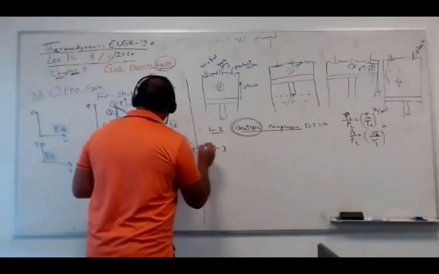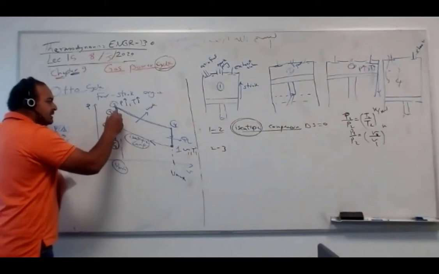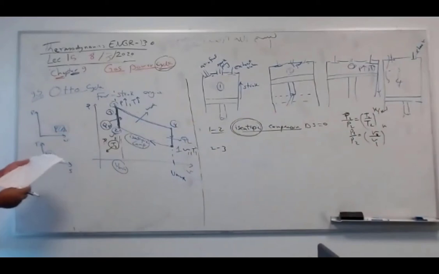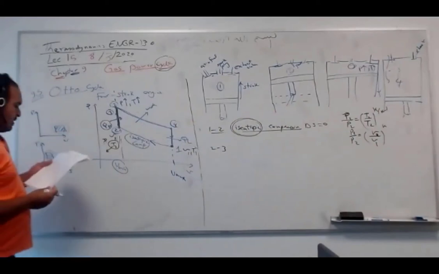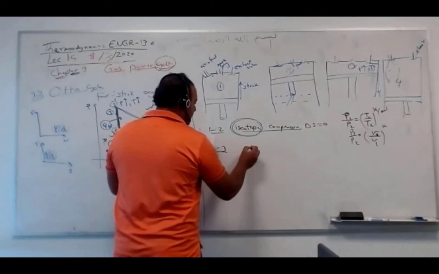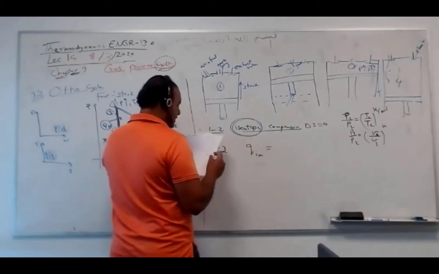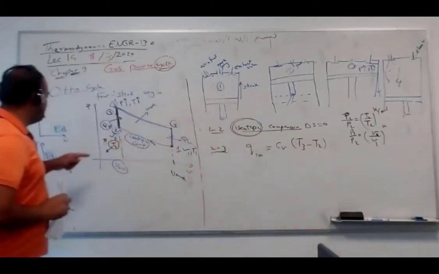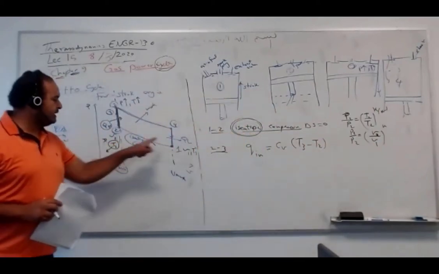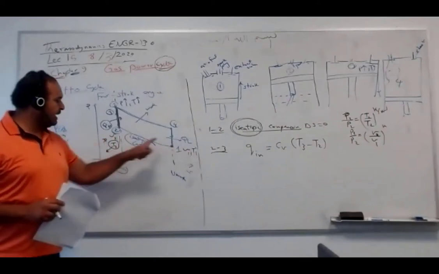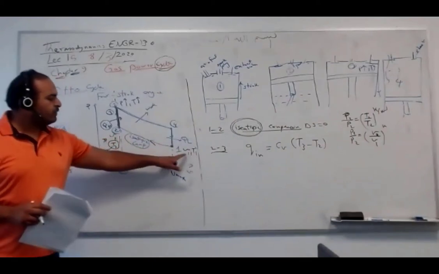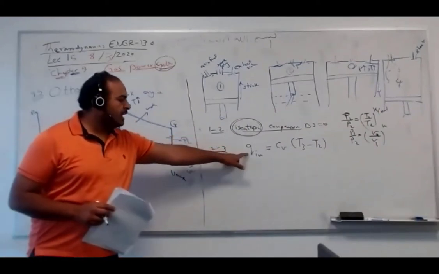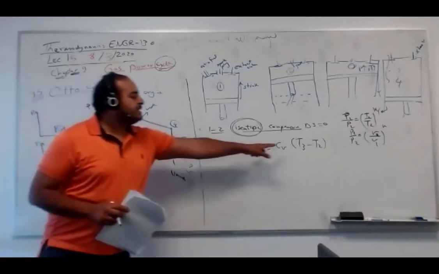2 to 3. 2 to 3 is what, guys? Heat addition at constant volume. Heat addition at constant volume. We can say Q in per unit mass equals CV times T3 minus T2. So let's say you get T2. Let's say you have V1 and T1 and V2. You can, from isentropic relation, get T2. If you have T2 and T3, you can get Q. If you have Q, you can get T3.